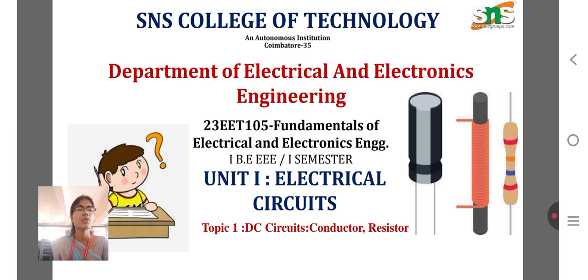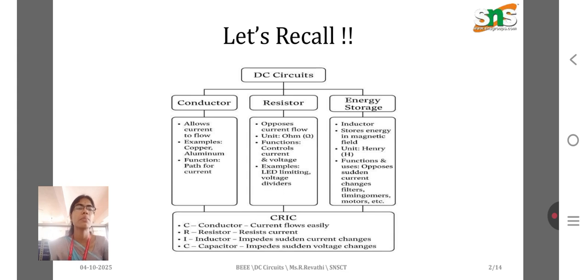In this lecture series video of Fundamentals of Electrical and Electronics Engineering, today's topic is DC circuits, which includes conductor and resistor. The basic recall about DC circuits is that they are basically divided into three major parts: conductor, resistor, and energy storage. A conductor allows the charges to flow through it, and it creates a path for the current.